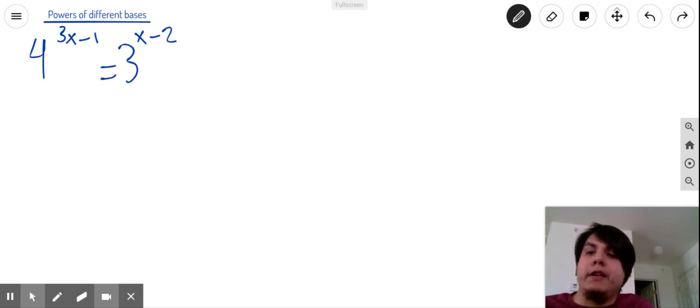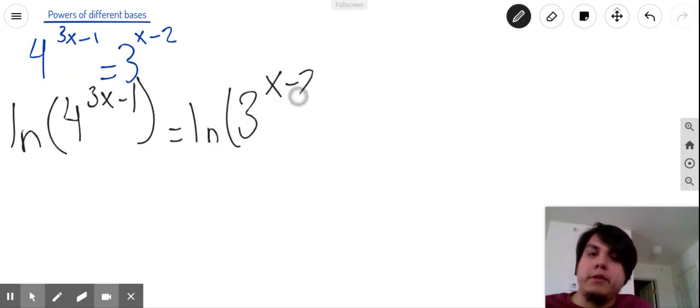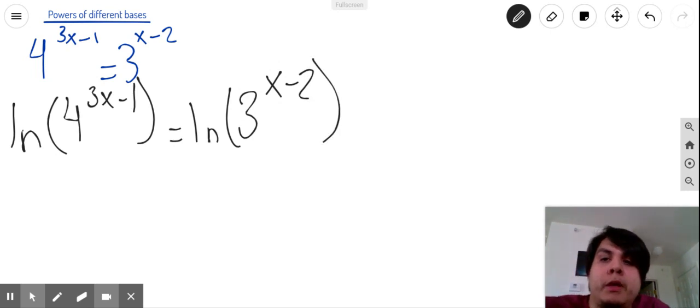So what that looks like is natural log of 4 to the 3x minus 1 should equal the natural log of 3 to the x minus 2, right? If the left and the right side are still equal, then when I take the natural log, those values should still be equal, right? I could have chosen log base 10 if I wanted to. That would have worked. Log base 5 if I wanted to. That would have worked. But we use the natural log because of the base e. It's just found naturally, like that appears in nature, so it's what we roll with.